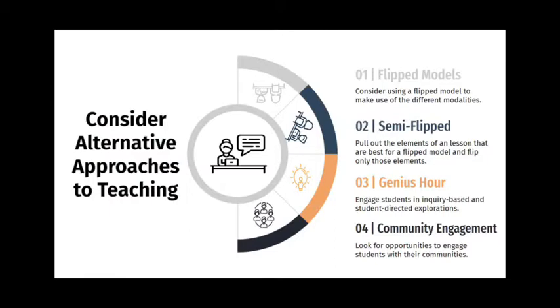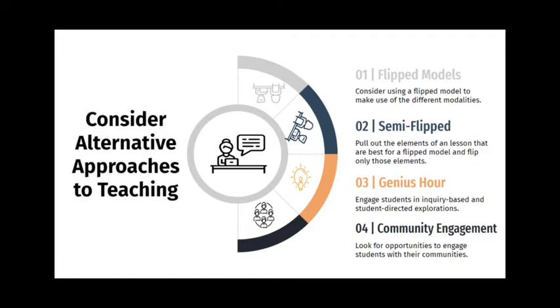Consider alternative approaches to teaching. In this multimodality environment, there's a lot of things that we can't control. So what are some alternative approaches that we can take that might make things a little bit easier? You could consider using a flipped model. Make use of the different modalities that students are connecting with and have specific assignments for specific times. If you're not comfortable with a fully flipped model, you could do a semi-flipped model. That would include pulling out the elements of a lesson that are best for a flipped model and flipping only those elements. Don't worry about flipping your entire class model.